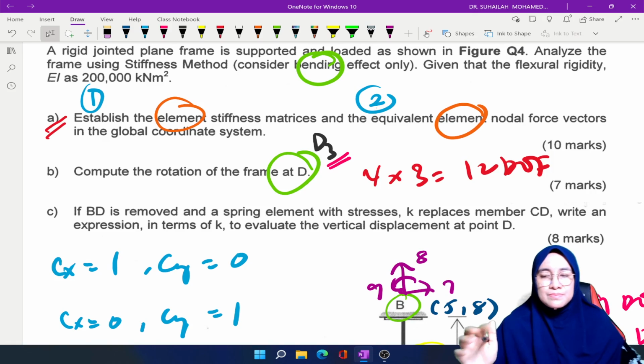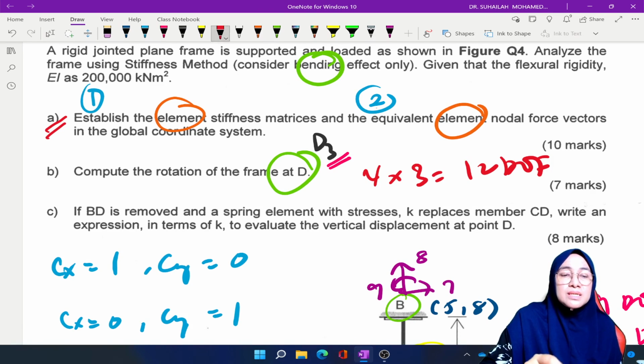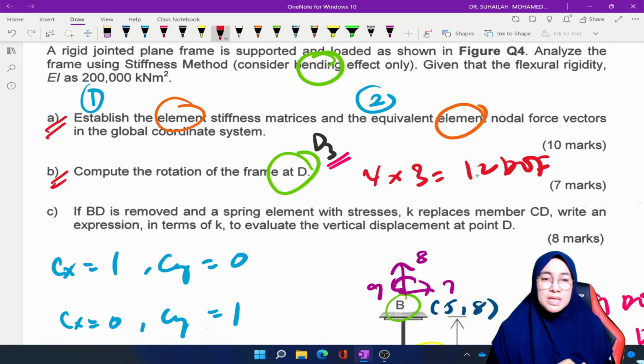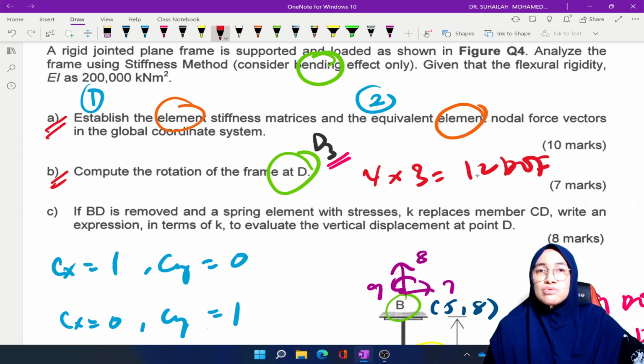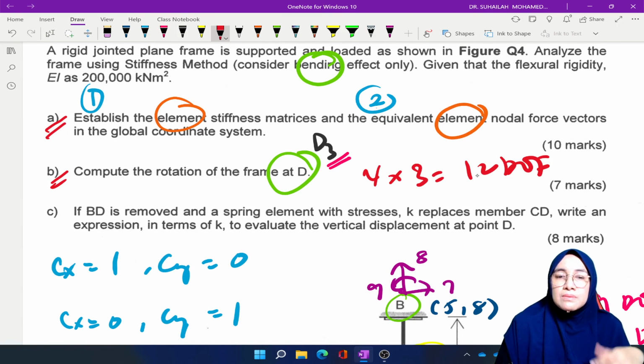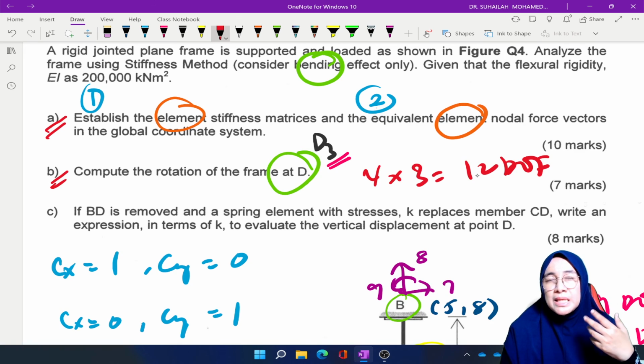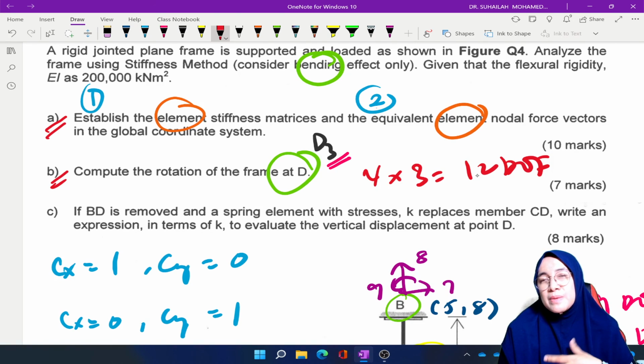Okay, so I just want to discuss up to question B, because this is about the basic thing about frame analysis. The basic thing about frame analysis that students need to understand. Okay, I believe frame analysis comes after you have gone through beam analysis and truss analysis. Of course, I believe that you will not face problems understanding frame analysis.